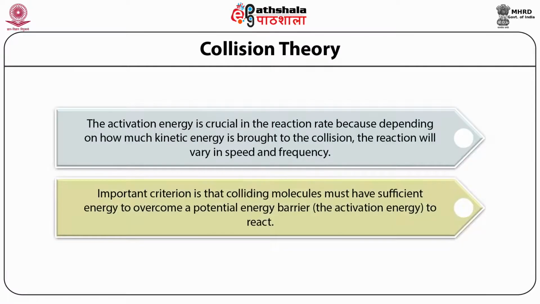An important criticism that this theory has is that the colliding molecule must have sufficient energy to overcome a potential energy barrier to react. That means if a molecule doesn't have sufficient energy to overcome this energy barrier, then the reaction fails. So how the reactant molecule is converted to the product, they are not explaining, because every time some reactant molecule is converted to the product.